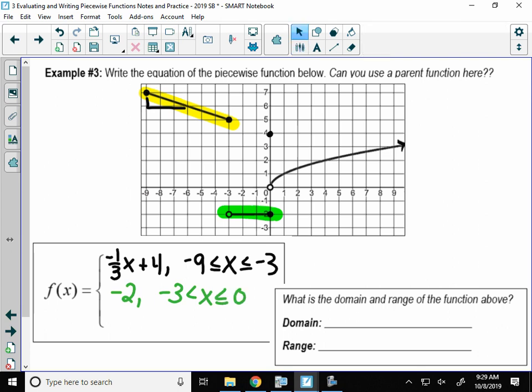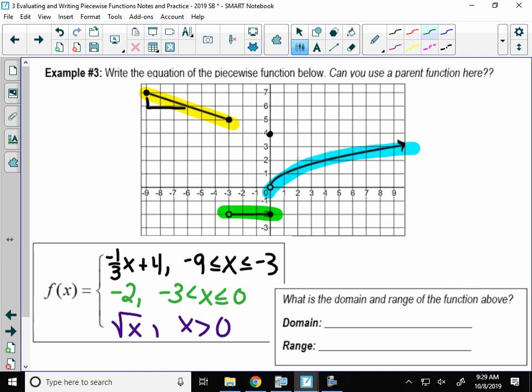Finally, you should be able to identify some parent functions here. That is a parent function. That's the square root of x. And the domain there is a ray, there's an arrow on the end, are all the x's that are greater than 0. So you should know some of your parent functions. They might show up now and again.